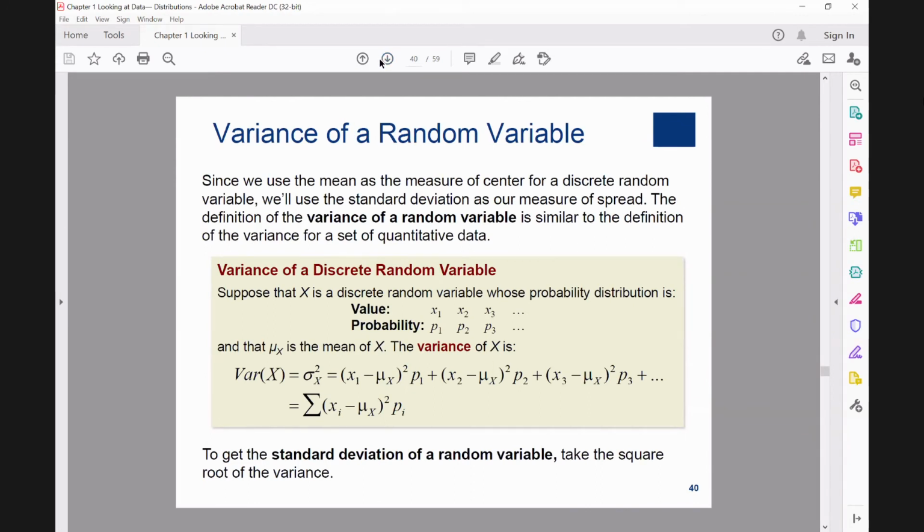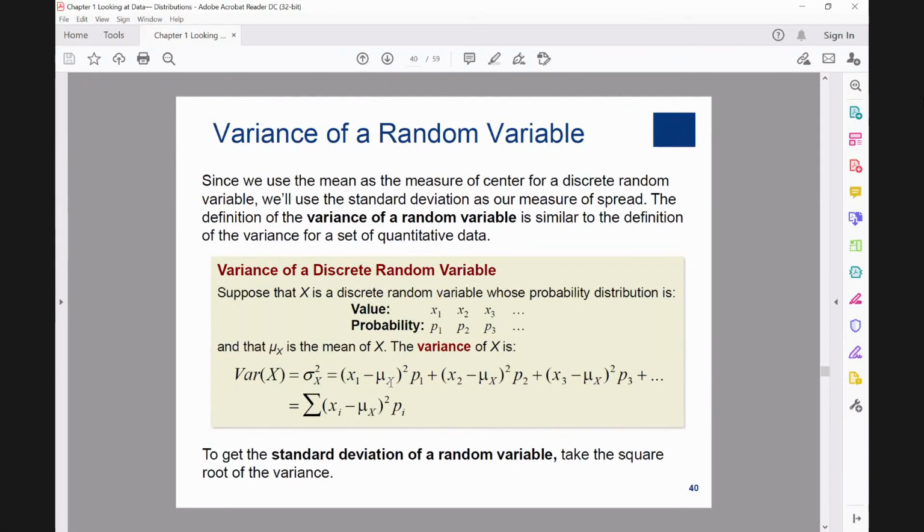Now we'll move to the variance of random variables. Once we have random variables, we can define the variance of x, which is the standard deviation squared, sigma x squared, which is given by this formula in the discrete case. It's equal to the first observation minus mu x squared times p1, plus x2 minus mu x squared times p2, and so on. Then we have to add them.